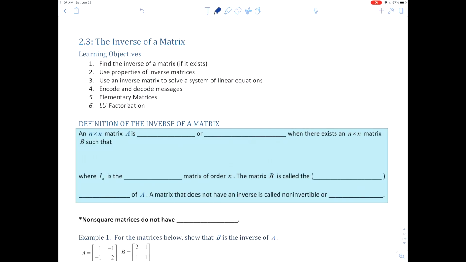Hey there, it's Shannon Magic Myers, and today we will be looking at the inverse of a matrix. So we'll check out properties about inverse matrices, using an inverse matrix to solve a system, encoding and decoding messages using matrices and inverses of matrices, and then elementary matrices and LU factorization.